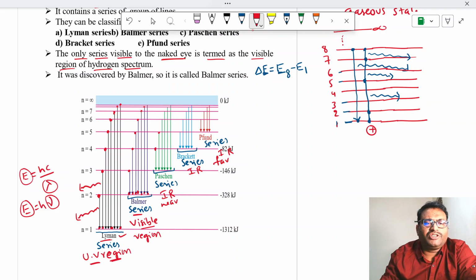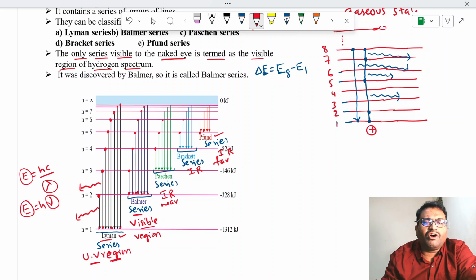So when the electron de-excites from a higher energy level directly to the fourth energy level, that group of spectral lines is called the Brackett series. And when the electron de-excites from a higher energy level to the fifth energy level, the series of spectral lines is called the Pfund series.